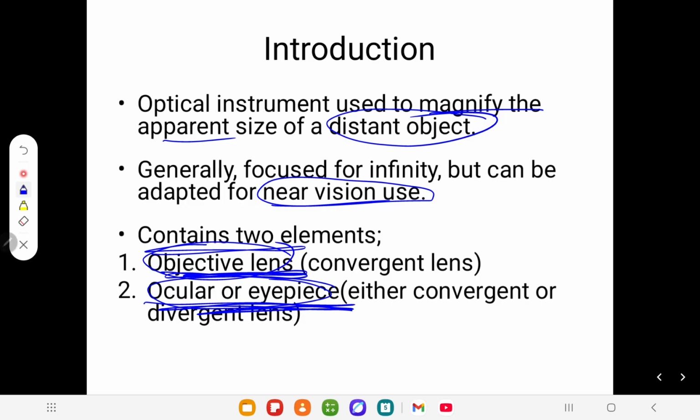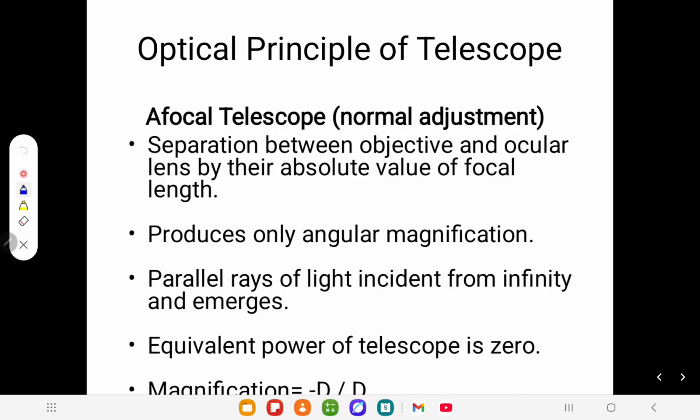The objective lens is always a plus lens, isn't it? The ocular lens is a plus lens or a minus lens: plus lens in the case of a Keplerian telescope, minus lens in the case of a Galilean telescope. Okay, optical principle: afocal telescope means there is no focus. Parallel light comes to the objective lens and parallel light is emitted from the eyepiece. That's why it's called afocal, not focusing.